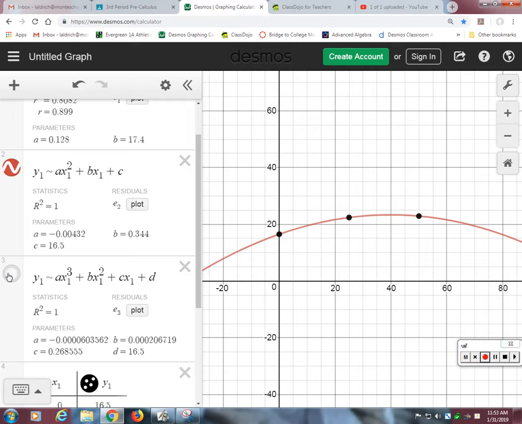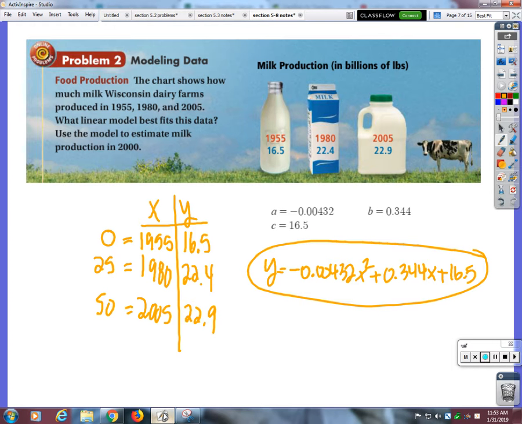So I rewrote this thing right here with the A and the B and the C in there instead. We're going to do one more. Okay, so then this problem, they would also like you to use this to figure out how much milk was produced in Wisconsin in the year 2000, okay?